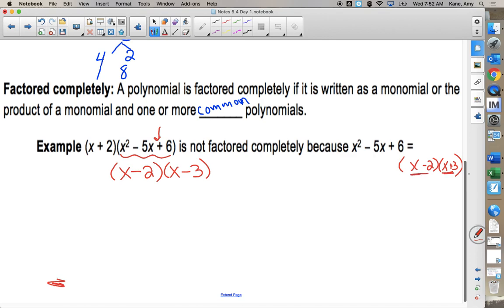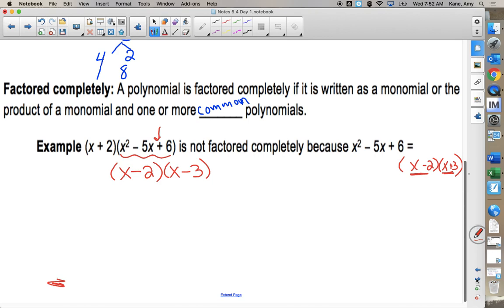So what we have left here, these are linear, x minus 2, x minus 3. Can't factor that any further. They don't have a GCF in common. So factoring completely, breaking it down all the way so that my parentheses is prime. It doesn't have any common factors. Questions?